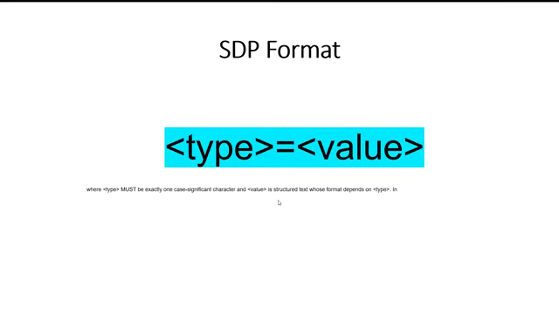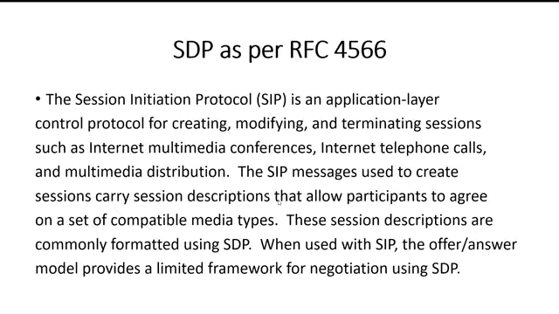The type must be exactly one case character, and the value is like G711 U law, G711 A law, G729 R8, iLBC codec, for example. So it's a set of characters that is the value, and on the left side it will be a type. Let me show you something.